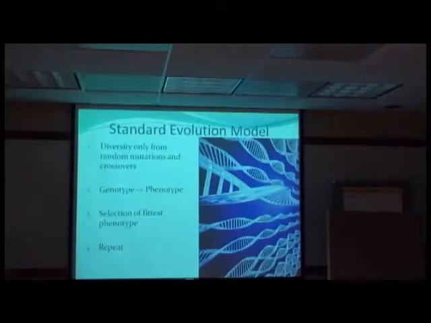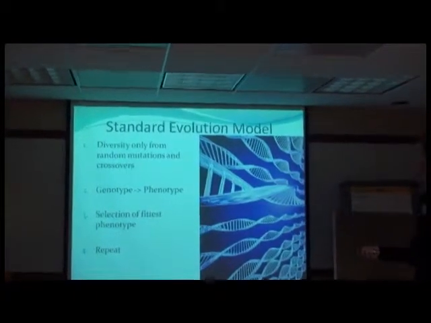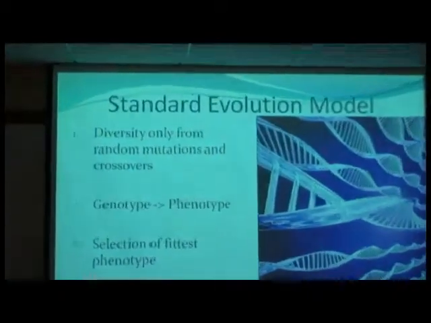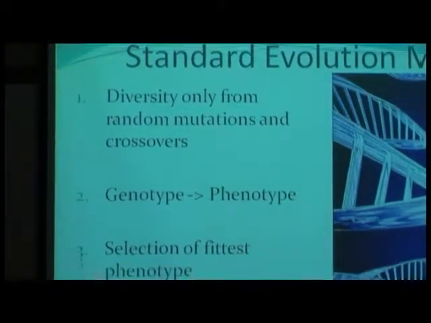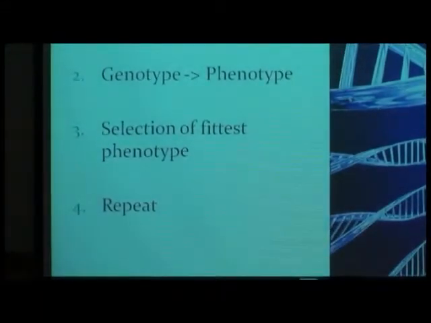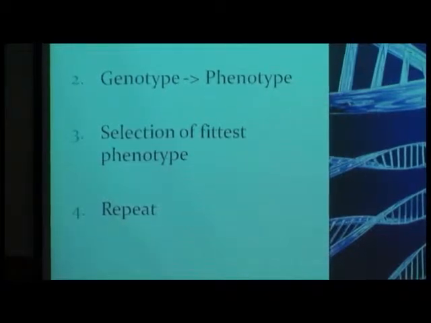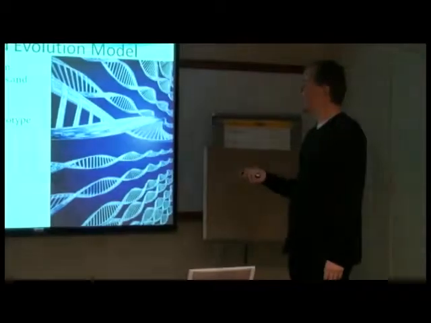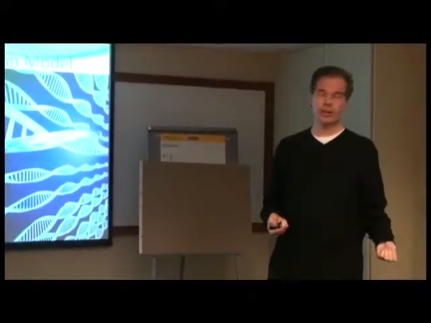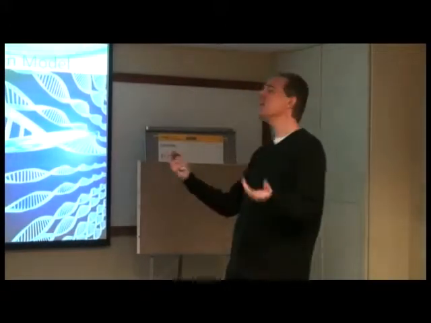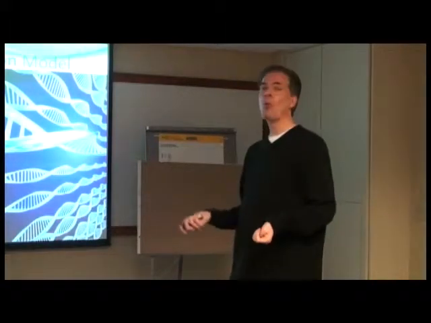So the standard evolutionary model is that diversity only comes from random mutations and crossovers, that a genotype directly gives rise to a phenotype in a deterministic way, that selection is just of the fittest phenotype, and then you repeat that process. In artificial intelligence, people do this. It's called generate and test, and there are genetic algorithms, a style of doing artificial intelligence. The process works, but it's extremely slow. AI programs have to do millions of generations before anything happens. Way too slow to generate the kinds of structures that we see in biology.